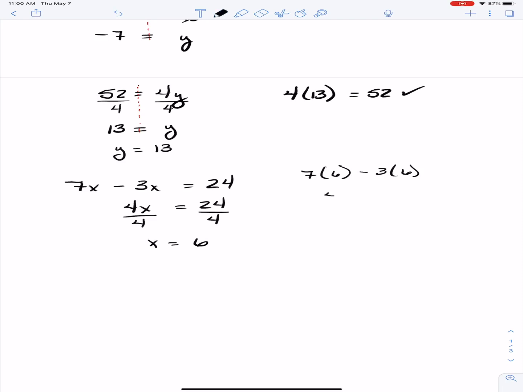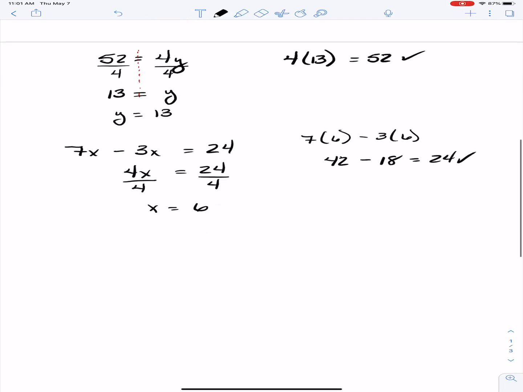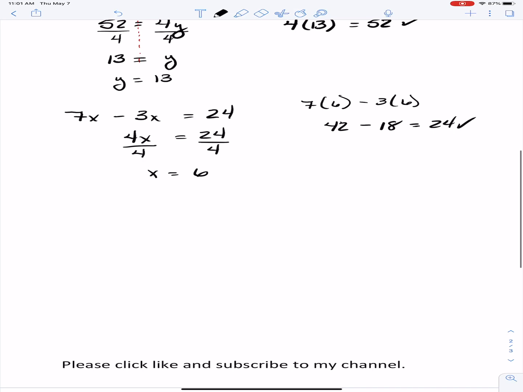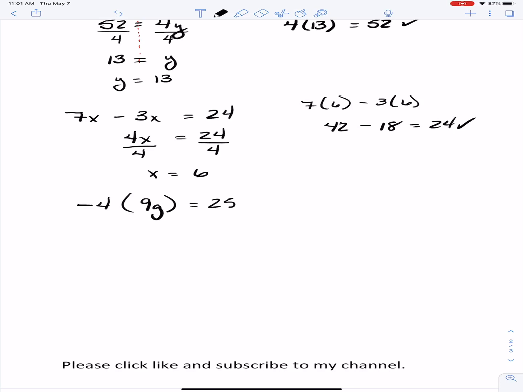7 times 6 is 42 minus 18 is equal to 24. I got it right. Okay, let's look at another problem. Here we go. Let's pull in the distributive property this time. Negative 4 times 9g is equal to 252.